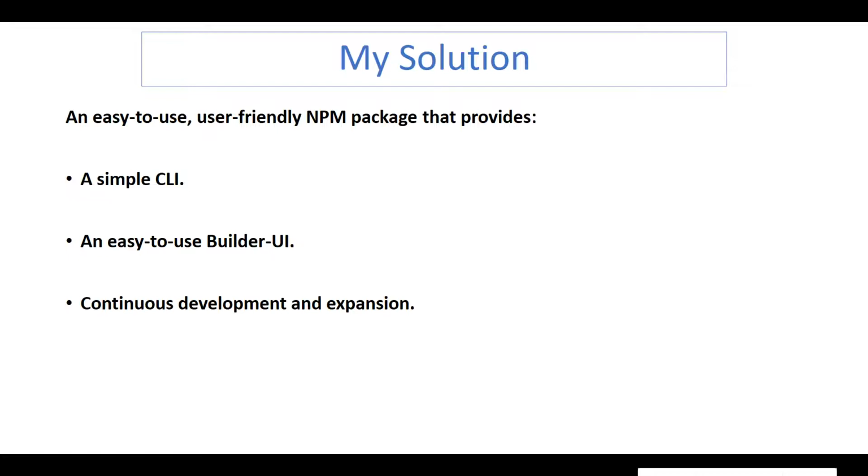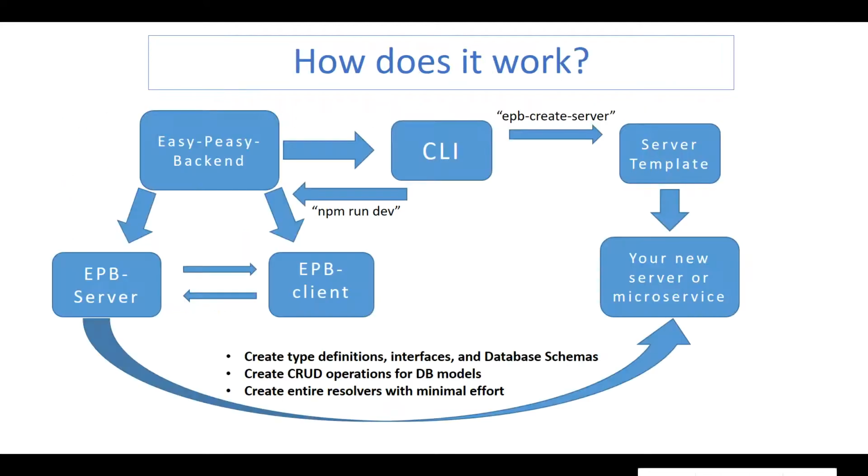Basically, this package provides a command line interface, CLI, that lets you build your own very basic boilerplate for a backend server. So it gives you the template and it generates the initial files that you need. And then afterwards, it also gives you the builder UI, which is the package's client. This client gives you the ability to expand your backend and to build anything you want.